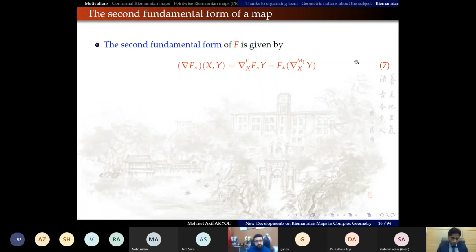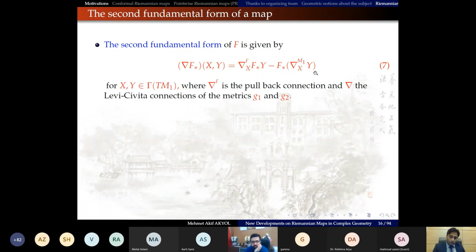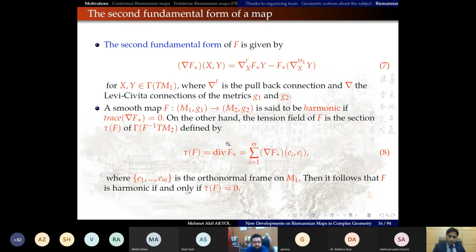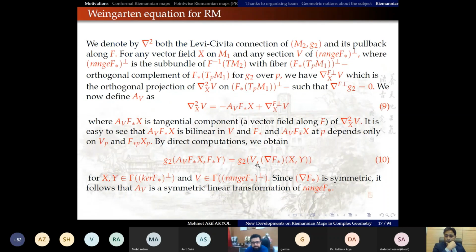In submanifold theory, we have the second fundamental form, and this form gives us many geometrical meanings between manifolds, and the second fundamental form is also giving us many geometrical meanings in this theory too. And equation 8 is the tension field of the map, and if the tension field is 0, we say that the map is harmonic. 9 and 10 are exactly the same as the submanifold theory Weingarten formula and the relation between the shape operator and the second fundamental form.